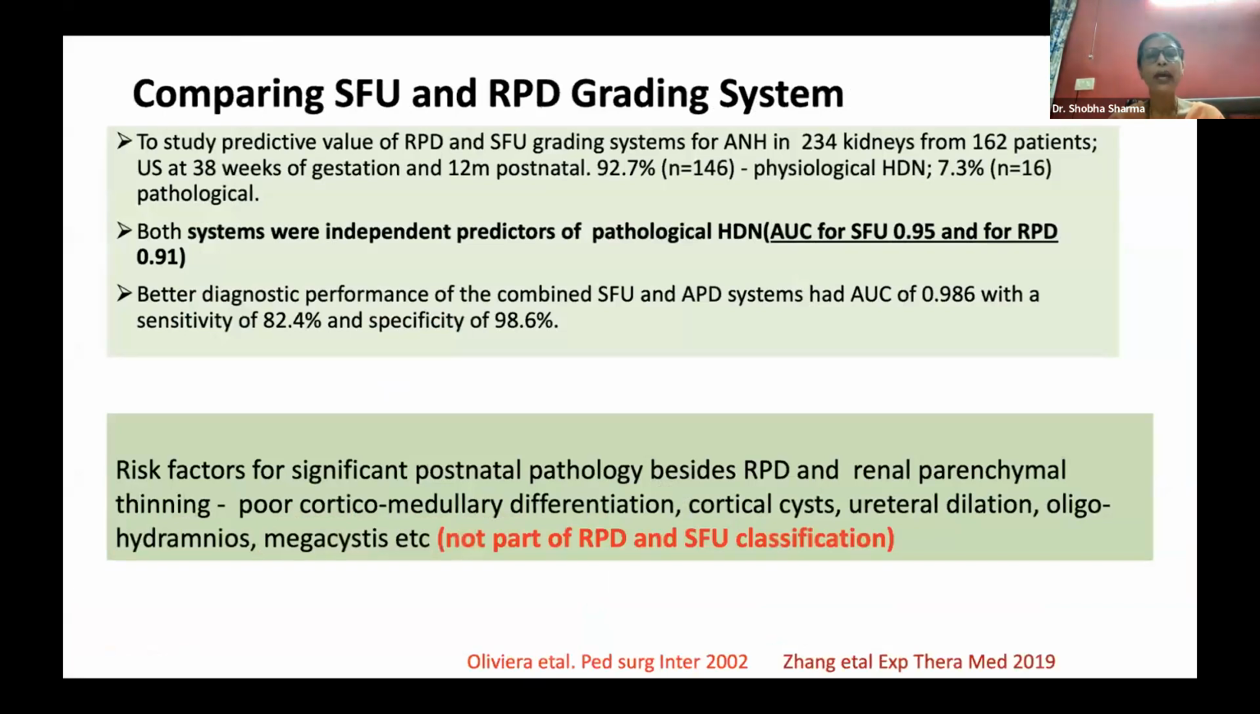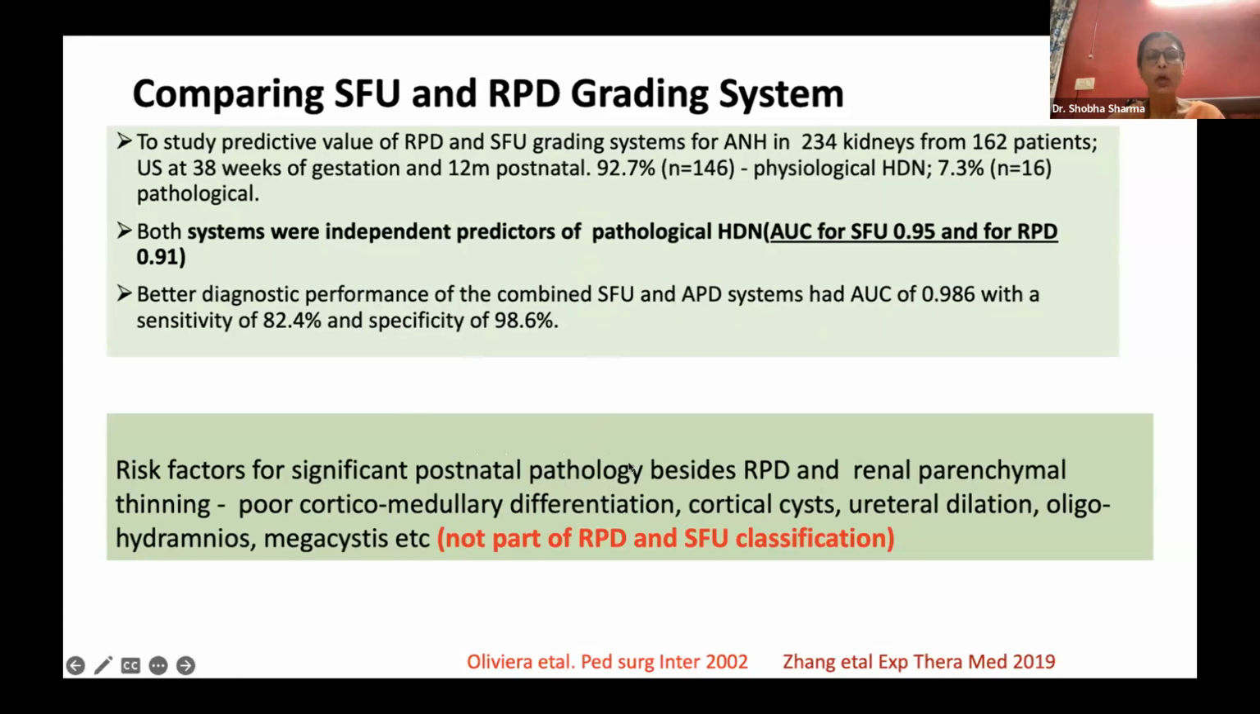When both the grading systems were compared, it was seen that there is not much difference, and both the classifications can independently predict the presence of pathological hydronephrosis, with area under the curve for SFU being 95%, whereas in case of RPD it is 91%. But it was seen that if both the systems are combined together, the sensitivity and diagnostic performance for the prediction of this postnatal pathology increases to 98%. So this is an important thing.